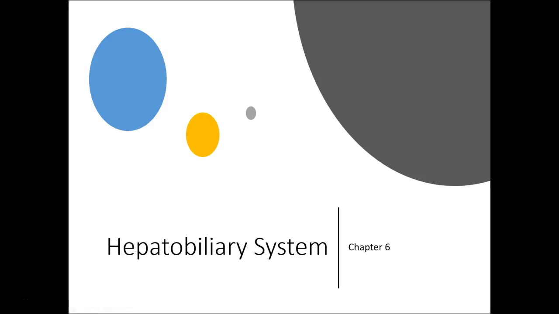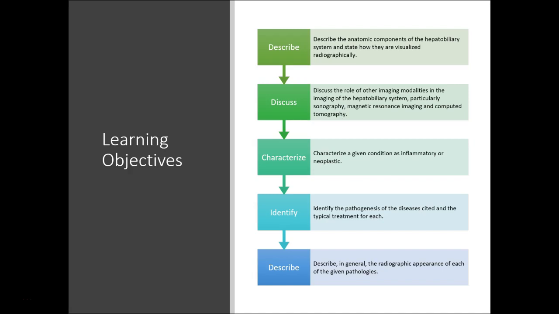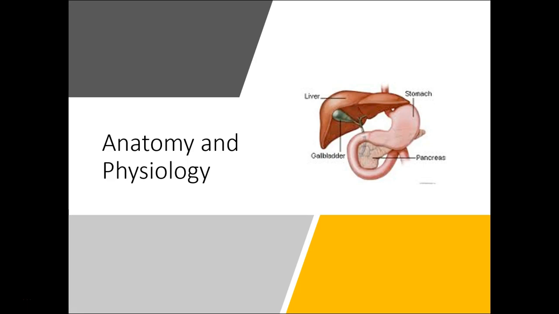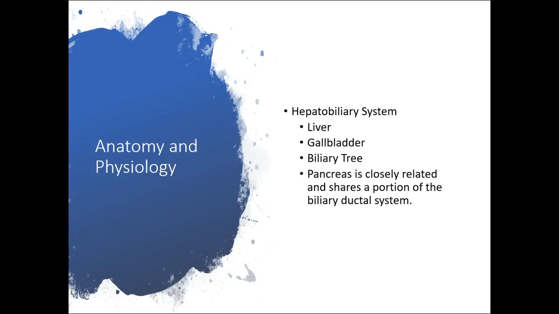Okay, this lecture will be on the hepatobiliary system, and you'll have some objectives that you'll need to be able to define. Going right into the anatomy and physiology, we're looking at the liver, stomach, pancreas, and gallbladder. For this lecture, we're really focusing on the liver, the gallbladder, and pancreas. We'll be including the spleen in that also.